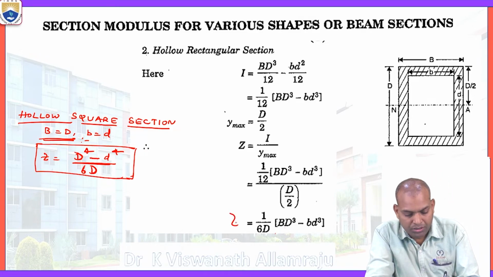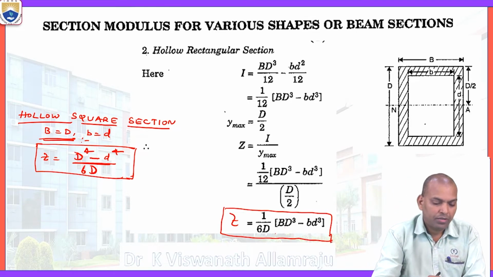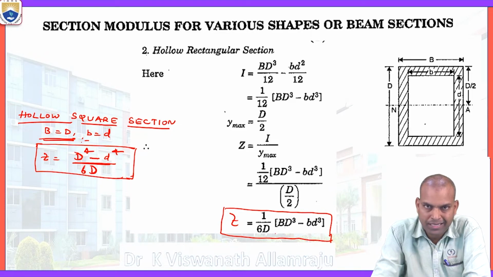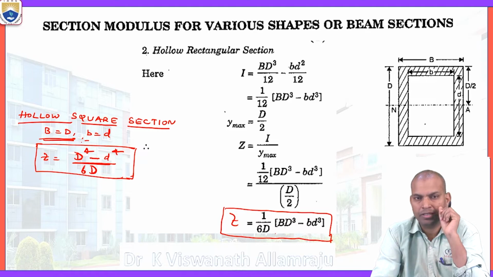This is the formula, section modulus for hollow rectangular section. For a square section, width equal to depth, with the same geometry. All sides are equal for a square, whereas for a rectangular section, two sides are equal, that is B, and one more side is the D.